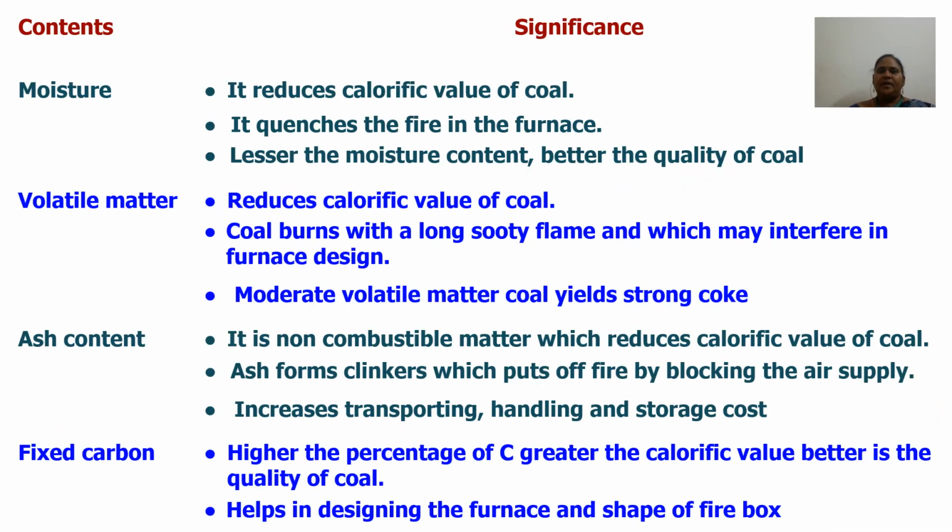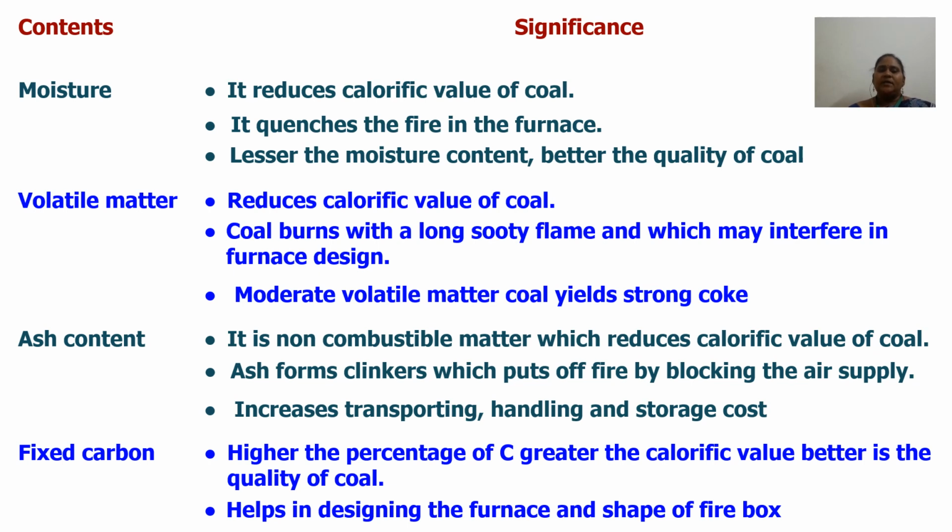Significance of proximate analysis. The moisture content reduces the calorific value of coal. It quenches the fire in the furnace, and the lesser the moisture content, the better the quality of coal. The volatile matter also reduces the calorific value of coal. Coal burns with a long sooty flame and it may interfere in the furnace design. Moderate volatile matter coal yields strong coke.